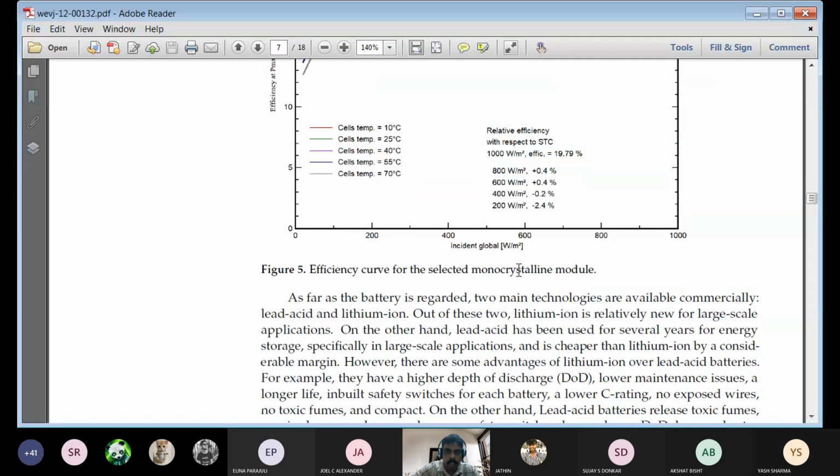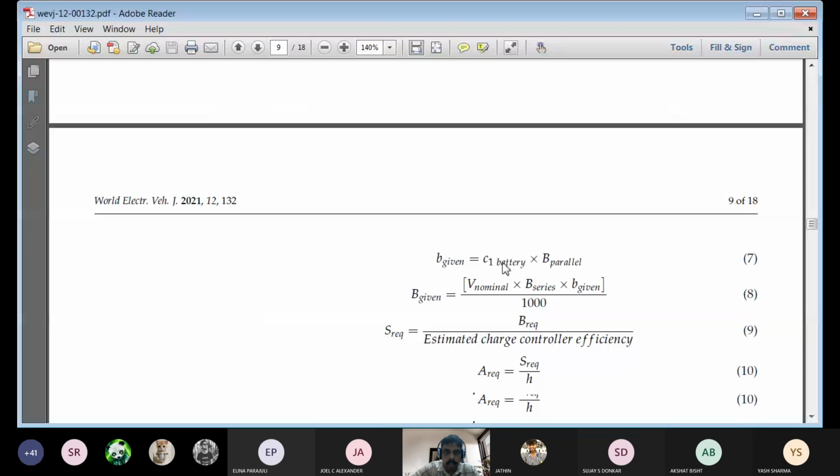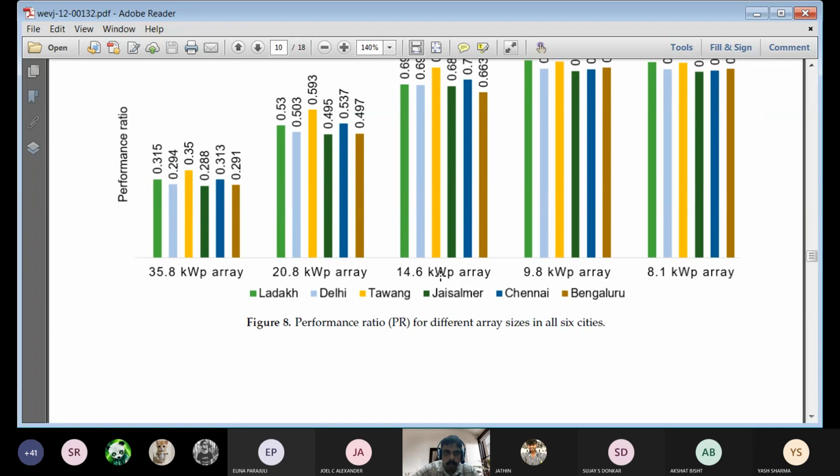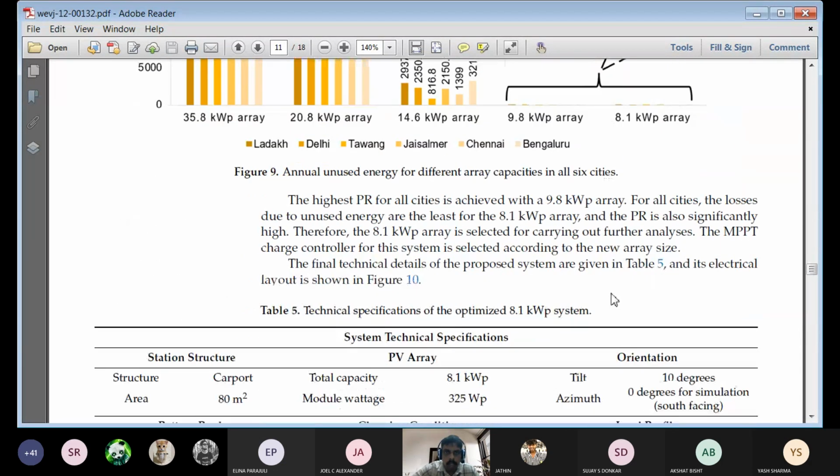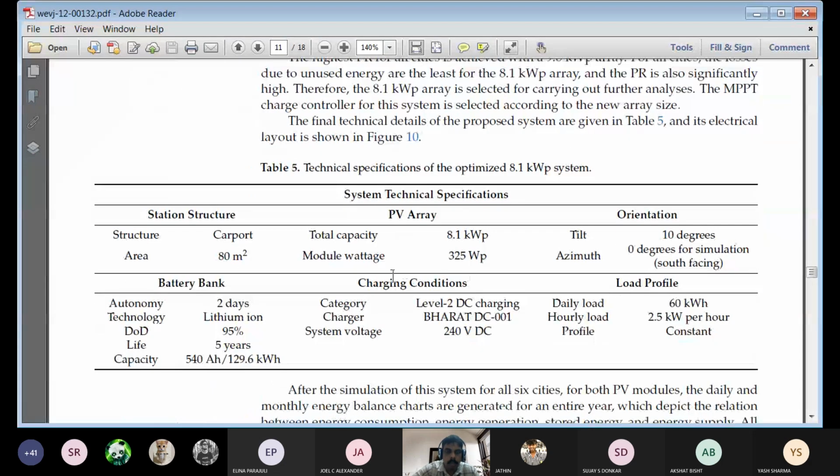The results they presented: using these equations for designing the PV system and inputting them into the software, they got so many results. Ladakh performance ratio. So what is performance ratio? Define it. They got different performance ratios for different localities. Then annual unused energy for different arrays. So what is unused energy, and for different localities, different values. So all these things, you can study the paper and explain in a simple manner. That is the case study presentation. Right.